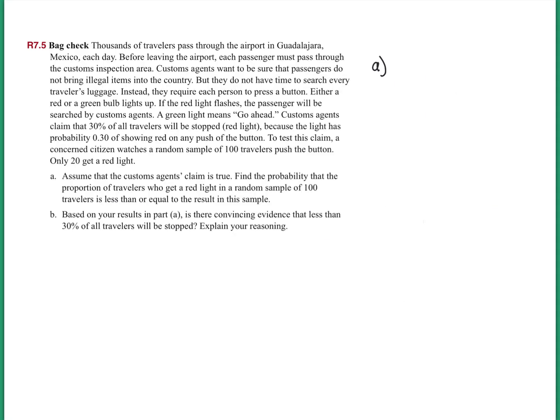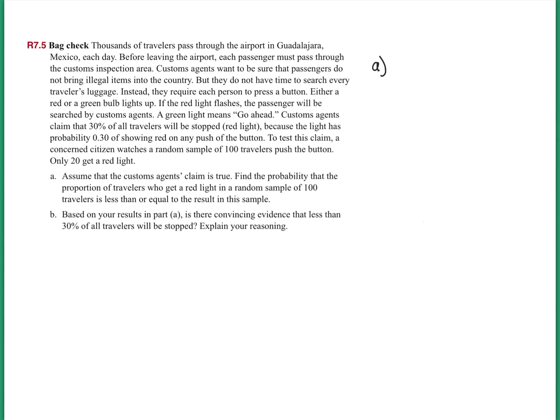Okay, so they say thousands of travelers pass through the airport in Guadalajara, Mexico each day. Before leaving the airport, each passenger must pass through the customs inspection area. Customs agents want to be sure that passengers do not bring illegal items into the country, but they do not have time to search every traveler's luggage. Instead, they require each person to press a button. Either a red or green bulb lights up. If the red light flashes, the passenger will be searched. A green light means go ahead.